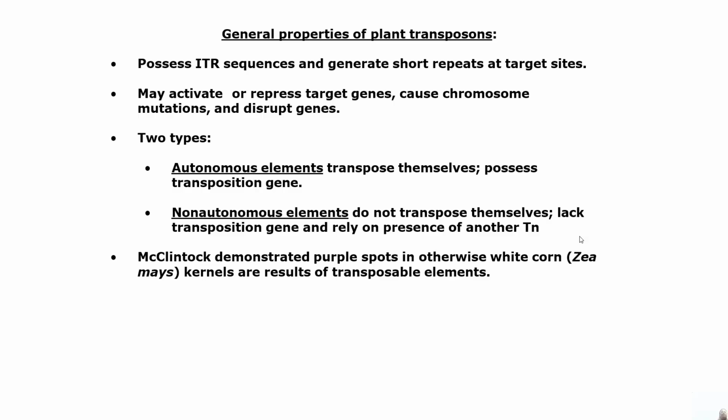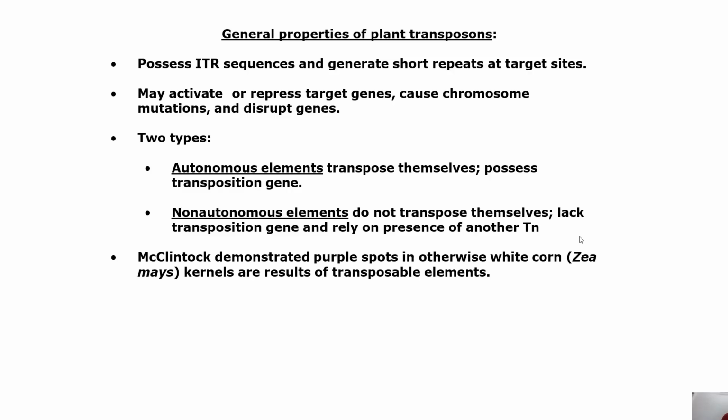So, what are the general properties of plant transposons? They possess ITR sequences and generate short repeats at target sites, may activate or repress target genes, cause chromosome mutations, and disrupt genes. There are two types: autonomous elements transpose themselves and possess a transposition gene. Non-autonomous elements do not transpose themselves, lack a transposition gene, and rely on the presence of another.